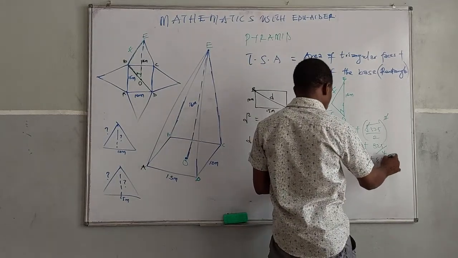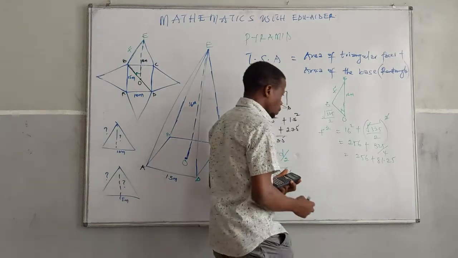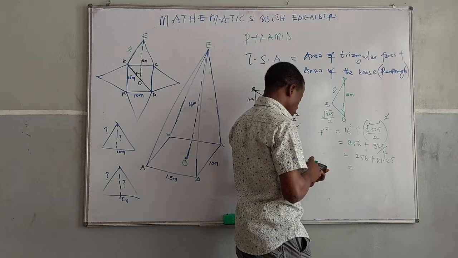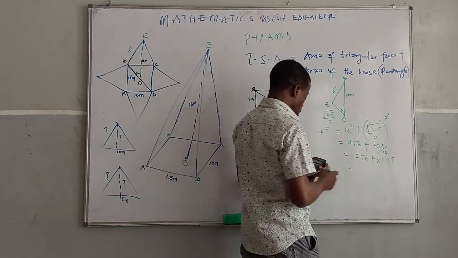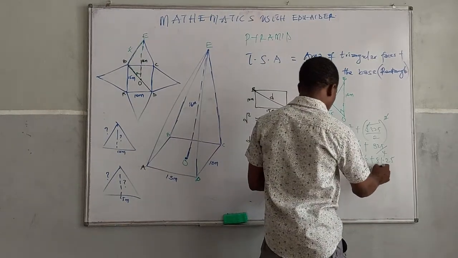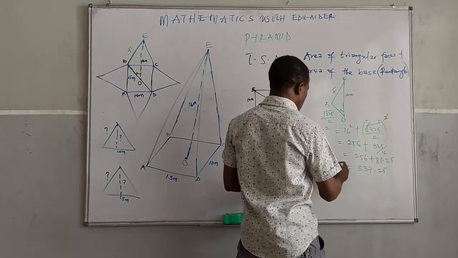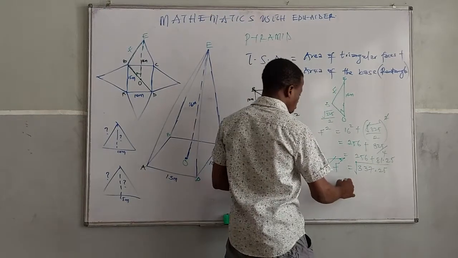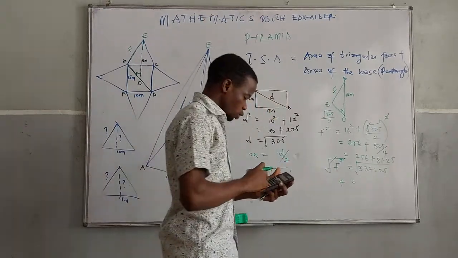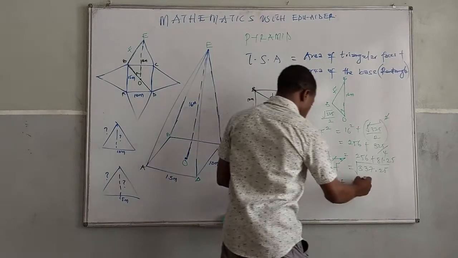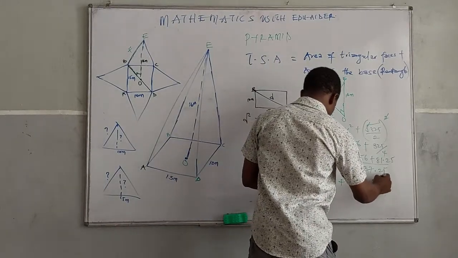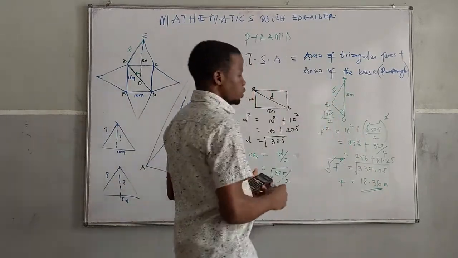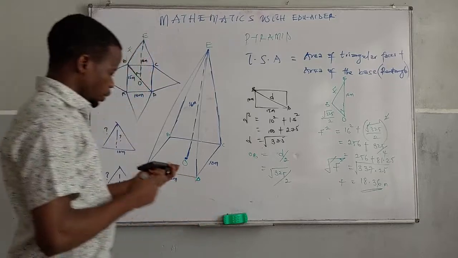325 divided by 4 gives us 81.25. So 81.25 plus 256 is equal to 337.25. We now need our F squared, so take the square root of both sides. F can be equal to the square root of that answer, and that gives 18.36. So F is 18.36 meters.